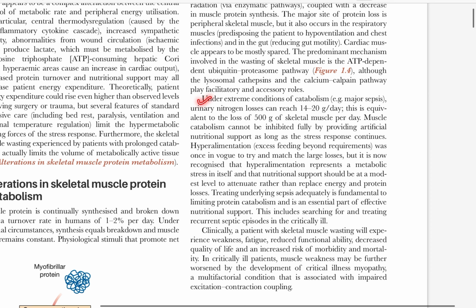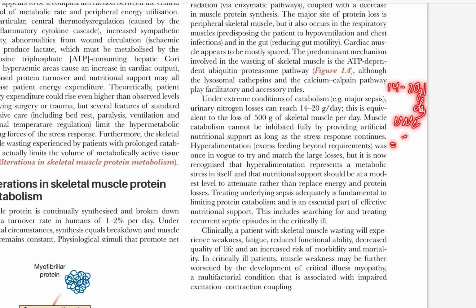Now, under extreme conditions of metabolism, for example, major sepsis, urinary nitrogen losses can reach up to 14 to 20 gram per day, and 14 to 20 gram per day of urinary nitrogen loss is equal to around 500 gram of skeletal muscle loss per day. And muscle catabolism cannot be inhibited fully by providing artificial nutritional support as long as the stress response continues.